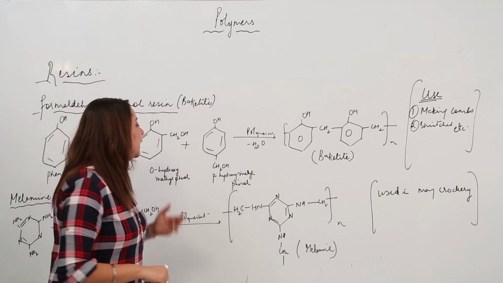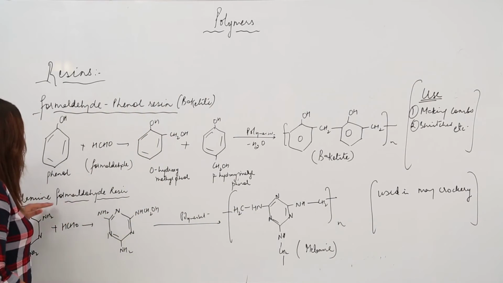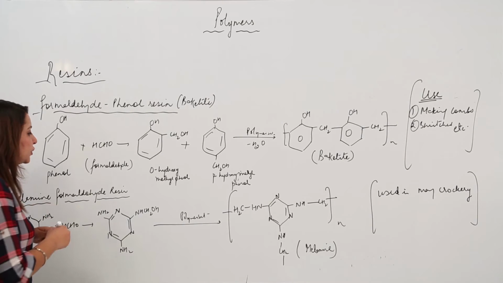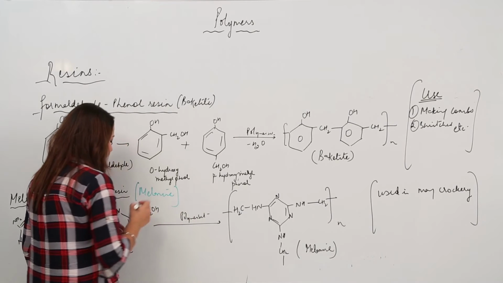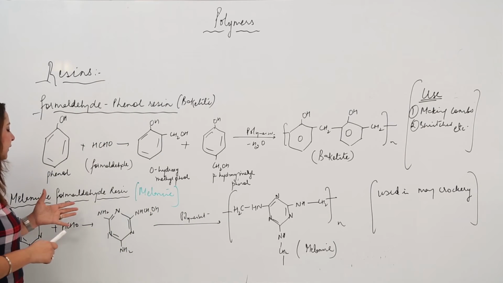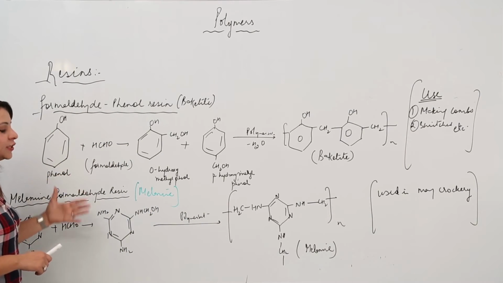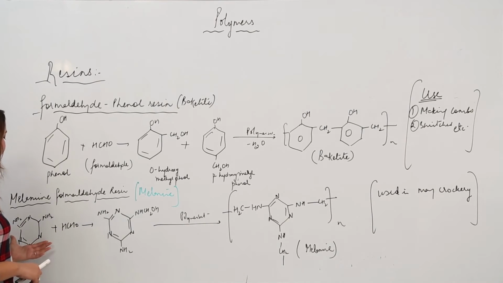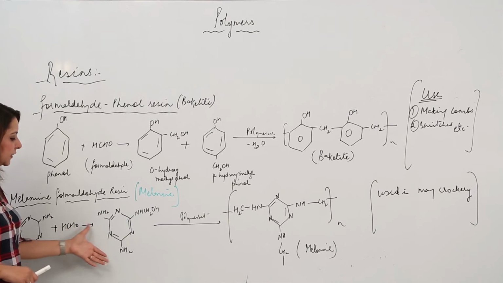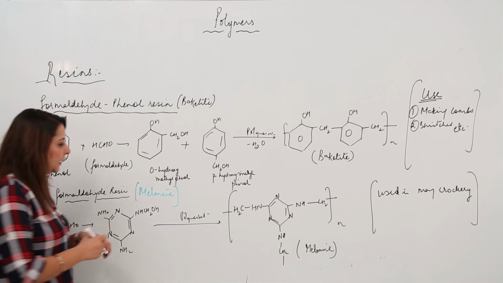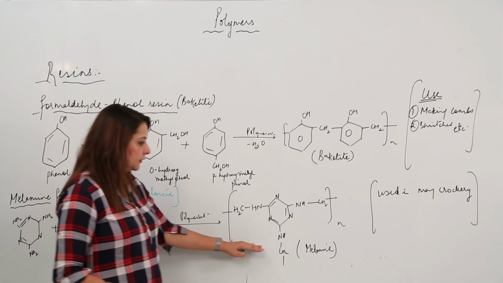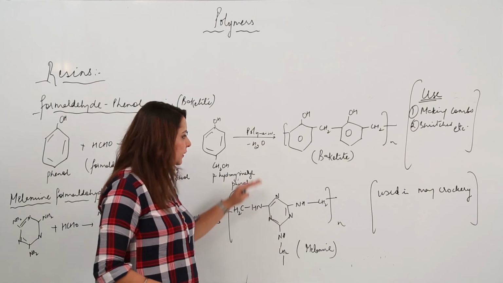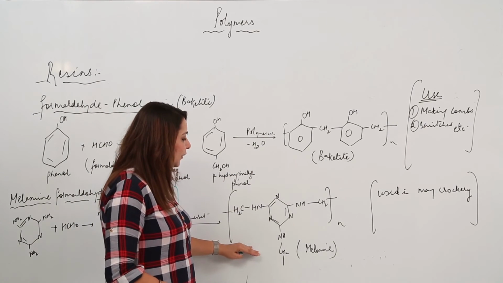Another example for the resin is melamine formaldehyde resin, which is commonly called as melamine. How it is formed now, we have this kind of thing with the formaldehyde. We get a structure like this, which undergoes polymerization with release of water molecule, and we get a structure like this. The same way the condensation happened here, the same in this case, and we get melamine.